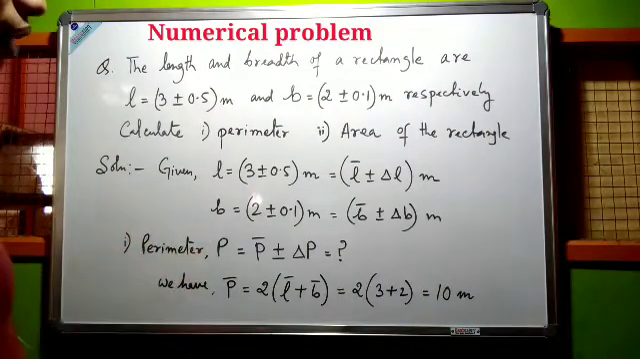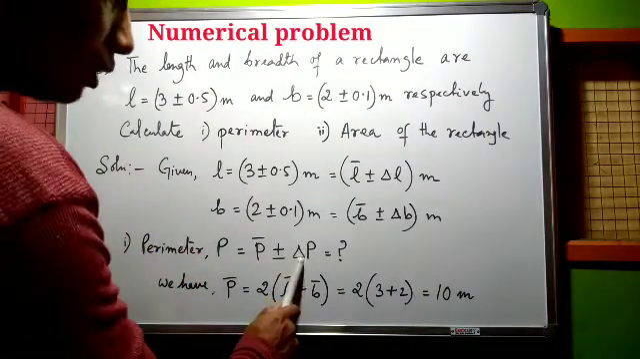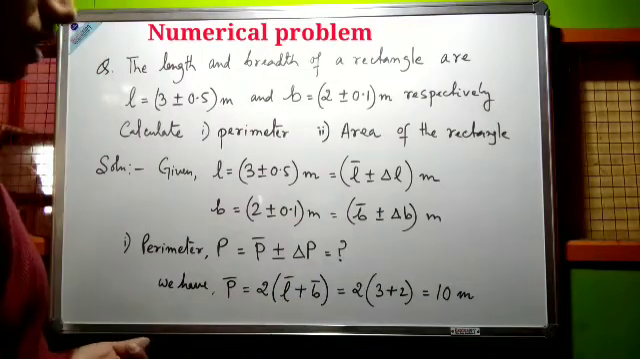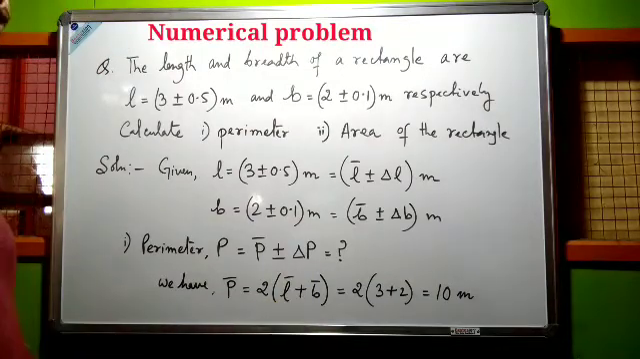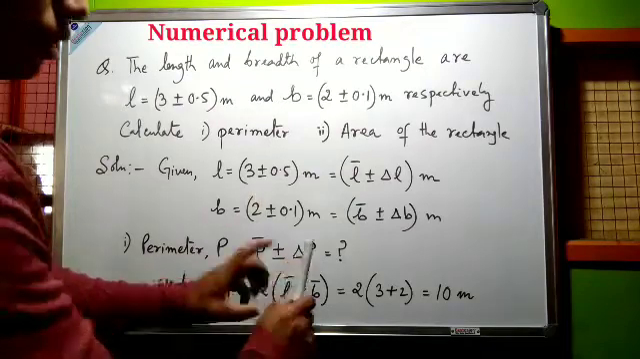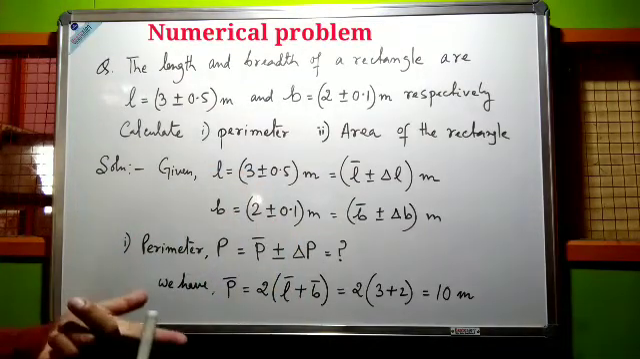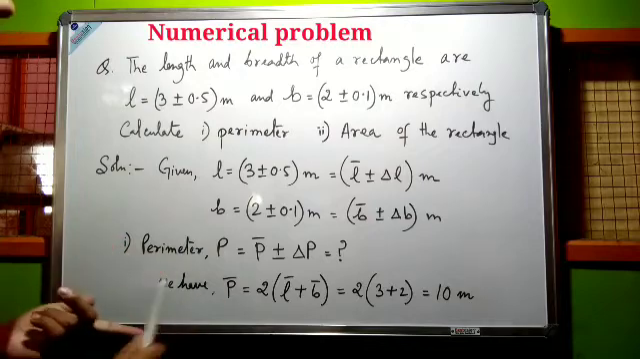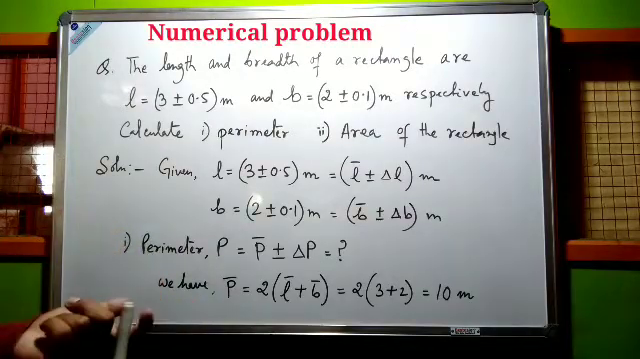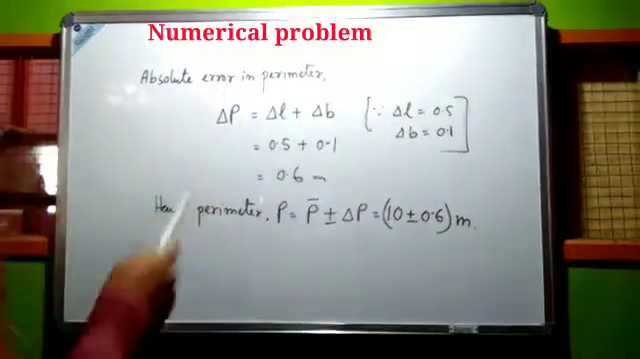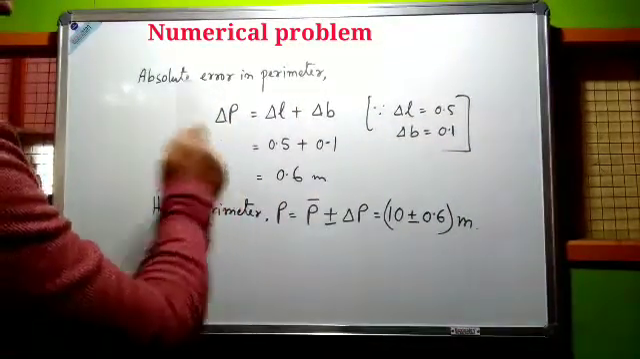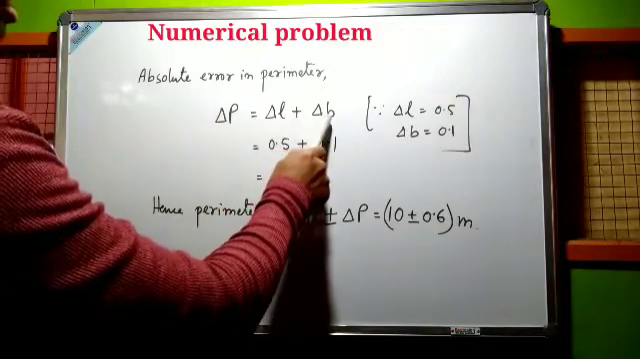And next we have to find out the absolute error in perimeter. So absolute error in perimeter, that is delta P equals delta L plus delta B.